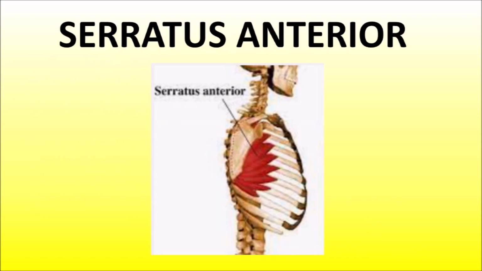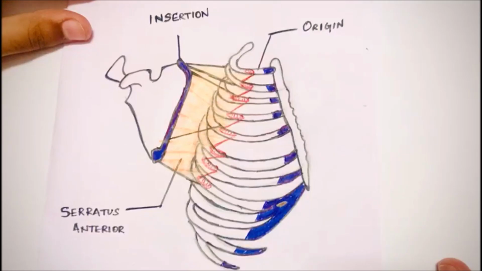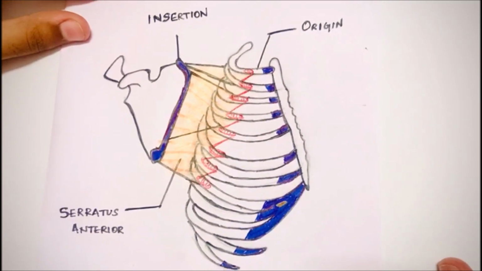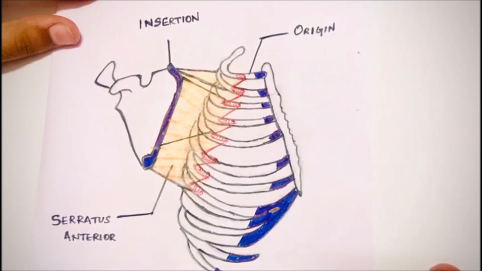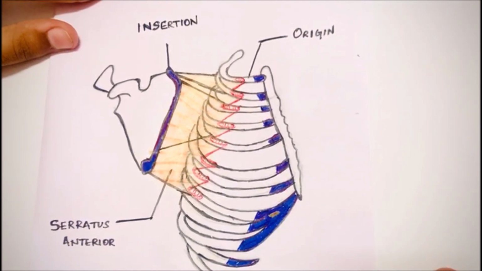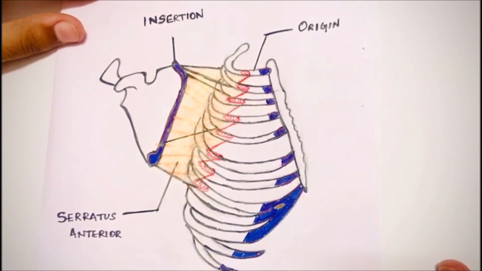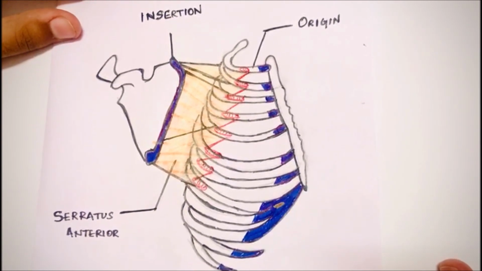Now let us move on to the last short answer of the upper limb, which is the serratus anterior. Now I'll be explaining you serratus anterior in a form of a diagram. To give a very brief introduction, the serratus anterior is a broad sheet of muscle that closes the side wall of the thorax, and it is not a muscle of pectoral region.